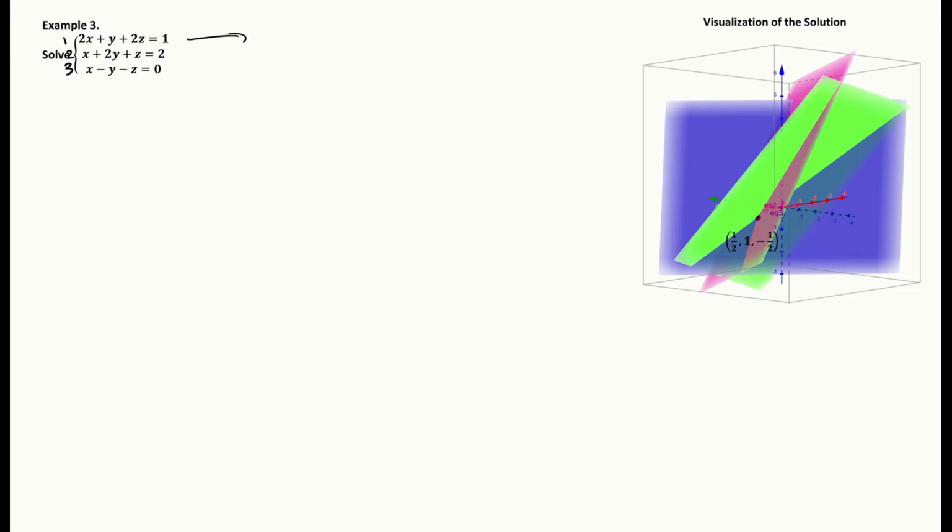And for that, we're going to have to multiply the first equation by -2. So we get -2y and 2y, and they'll get eliminated. So we're going to multiply the first equation by -2. So we get -4x minus 2y minus 4z equals -2.